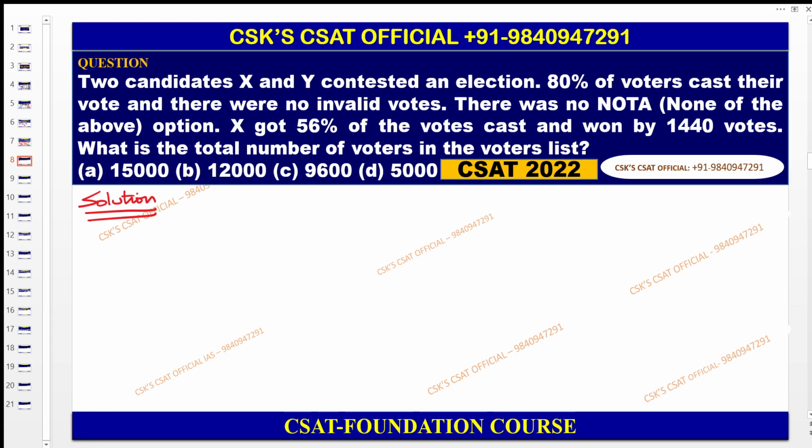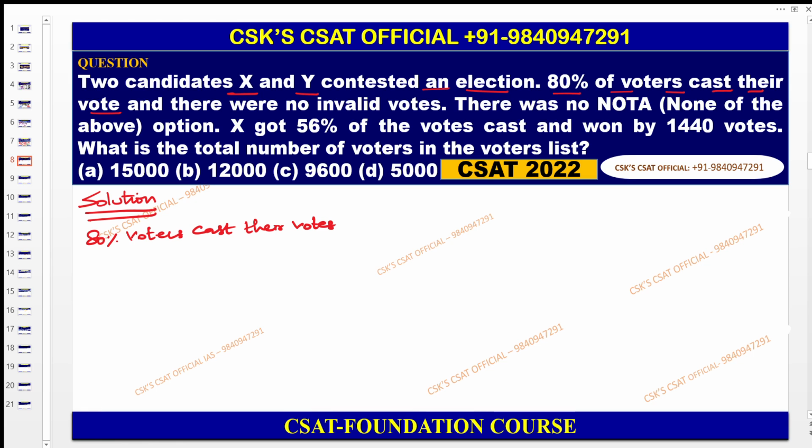Read the question. Two candidates X and Y contested an election. 80% of the voters cast their vote. So the voter list contains 100%, out of which only 80% of the voters cast their vote. Please understand this one. That is the first statement you need to take here: 80% voters cast their vote.